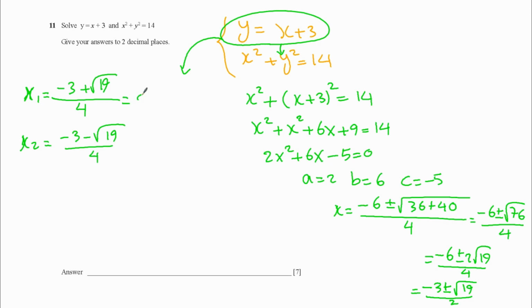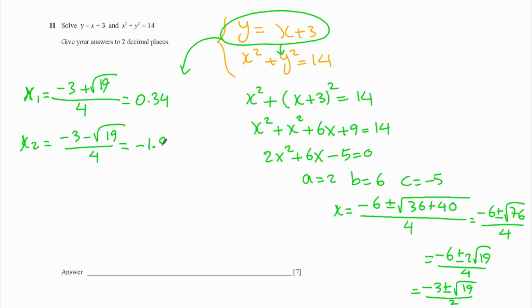I'm going to repeat the same thing on the second one. So I'm going to write minus square root of 19, and that is minus 3, and that is divided by 4, and it is minus 1.8397. To 2 decimals, it would be minus 1.84.